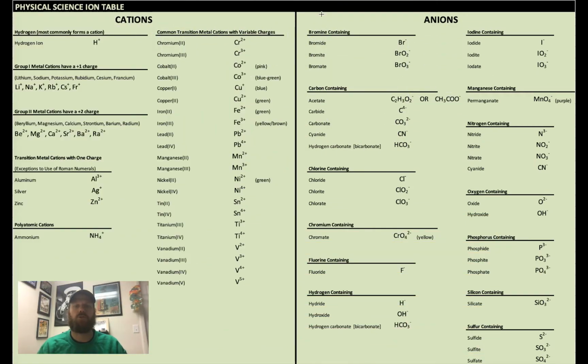I would like to give you a short tour of the ion table so that you understand how the ions are organized. That way you can maximize the potential of the table. Some of the information that is on this table can also be found by using the periodic table. The cations can be found on the left side of the table.